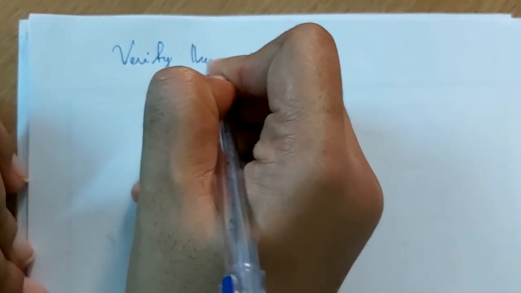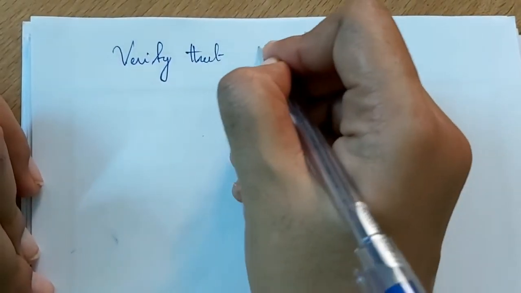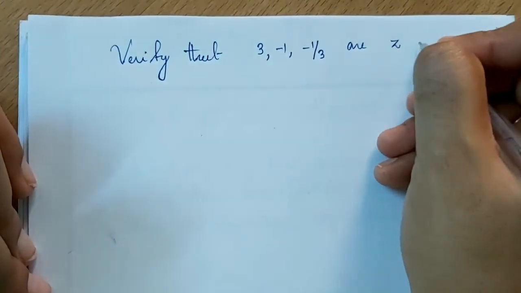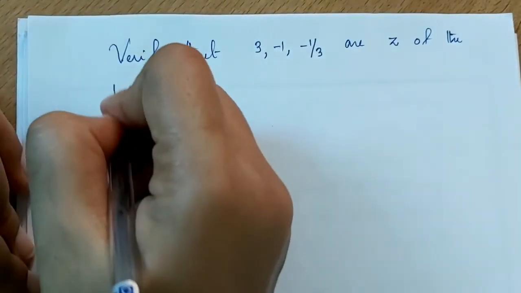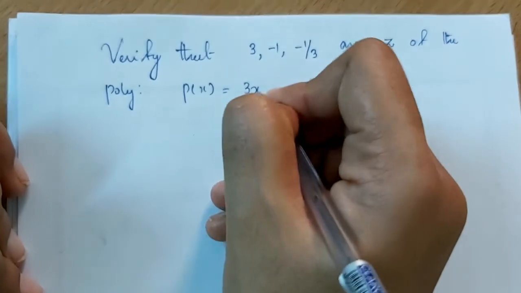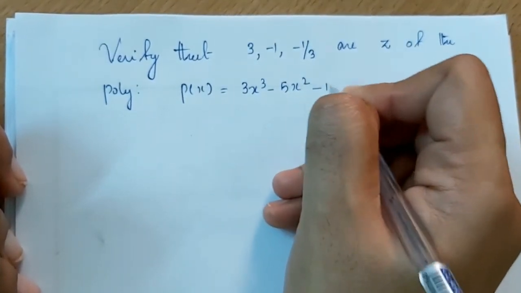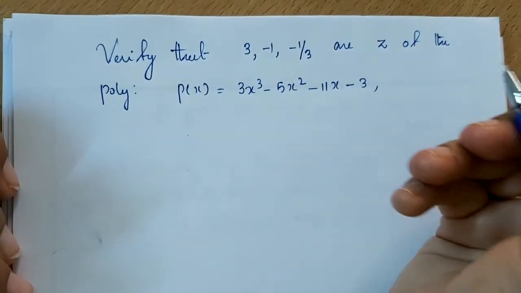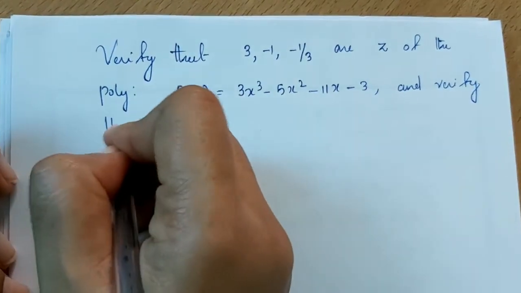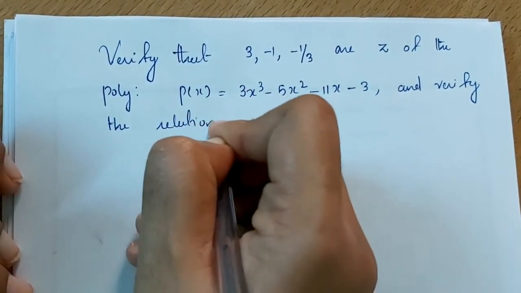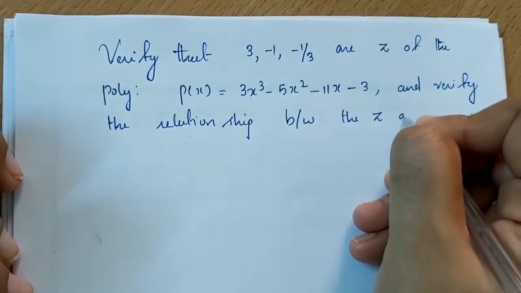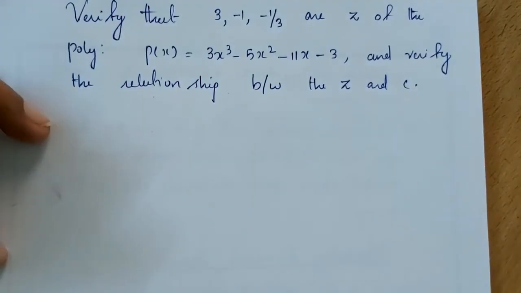Verify that 3, minus 1, and minus 1 by 3 are the zeros of the polynomial p of x is equal to 3x raised to 3 minus 5x square minus 11x minus 3, and verify the relationship between the zeros and coefficients.